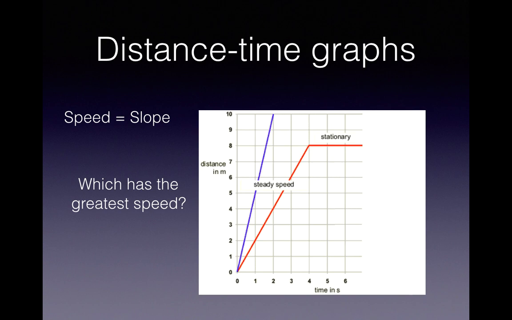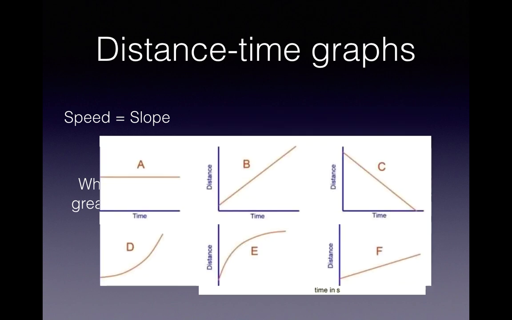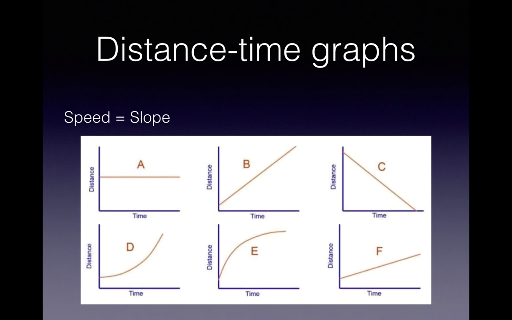And what that means is the red has stopped, its slope is equal to 0, therefore its speed is equal to 0. So slope equals speed. And here are some examples of different slopes, and I'm just going to go through how they relate to the speed. So A, horizontal line, 0 slope, 0 speed. B, slope is positive, speed is positive.